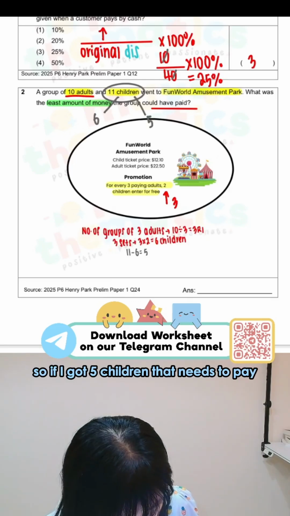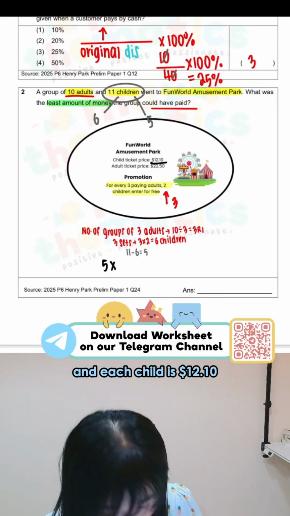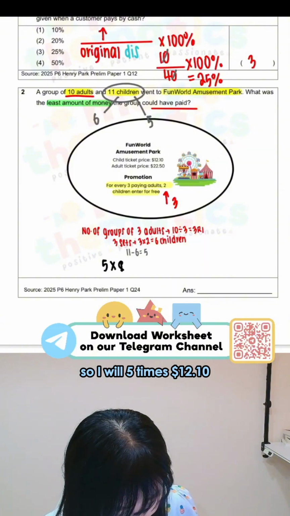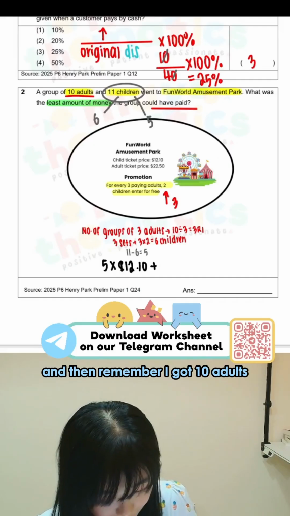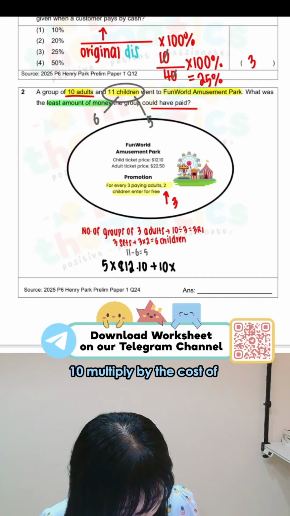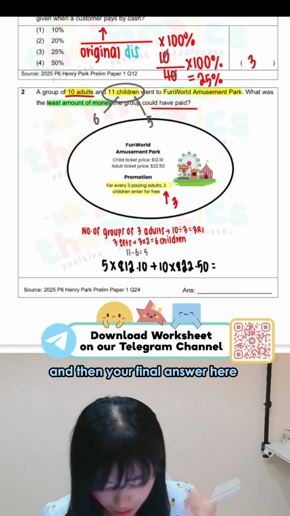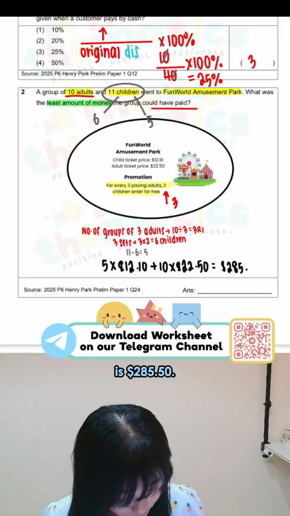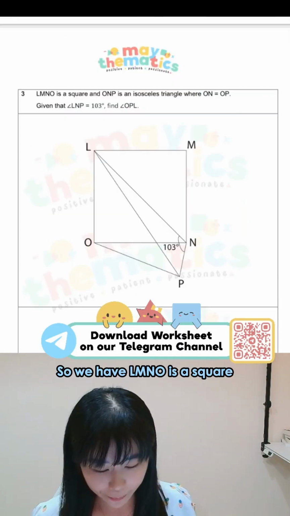So if I got 5 children that need to pay and each child is $12.10, so I will do 5 times 12.10. And then remember I got 10 adults. 10 multiplied by the cost of each adult ticket, which is 22.50. And then your final answer here is 285.50.